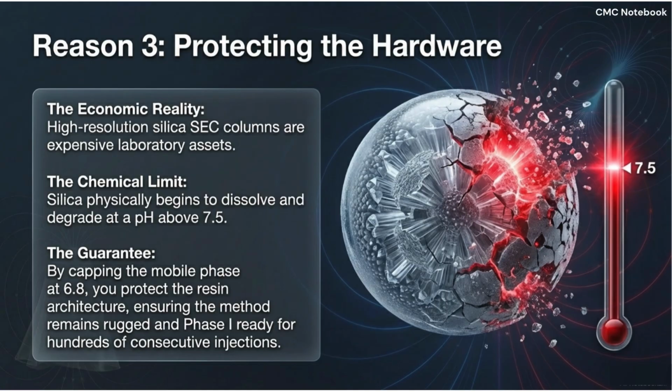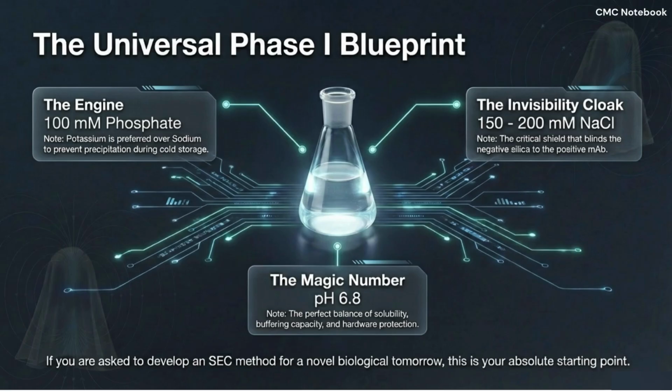Finally, we have to protect the hardware. High-resolution silica columns are very expensive, and silica physically begins to dissolve and degrade at a pH above 7.5. By capping your mobile phase at 6.8, you ensure your method is rugged enough for hundreds of consecutive injections.